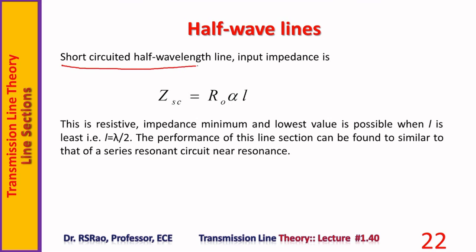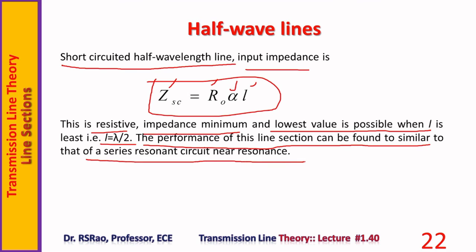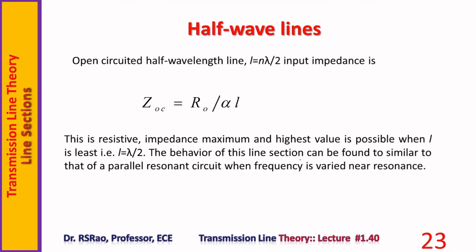For a short circuited half wavelength line, its input impedance is given by this formula. Z_SC equals R0 alpha L, where R0 is the characteristic impedance of the line, alpha is the attenuation constant, and L is the length of the line. This is a resistive impedance minimum, and the lowest value is possible when L is lambda by 2. The performance of this line section can be found similar to that of a series resonant circuit near resonance.